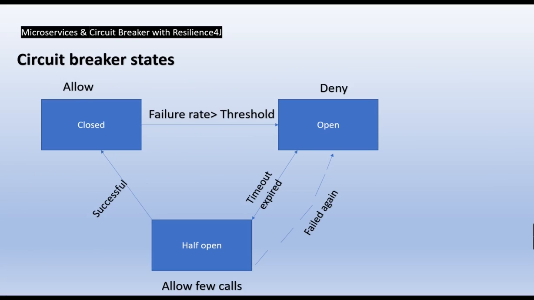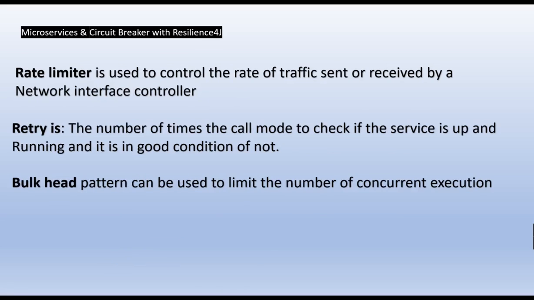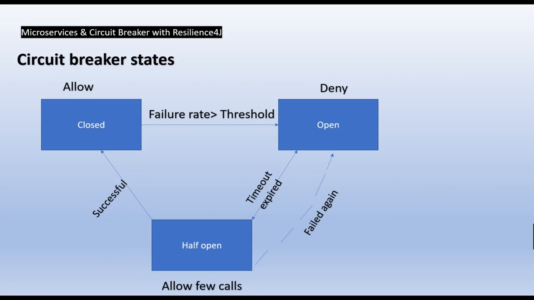That is about Resilience4J and corresponding functions. So let us say circuit breaker is one of the key functions in Resilience4J. Circuit breaker is maintaining some states. So what are those states? It is a closed state, open state, and half open.